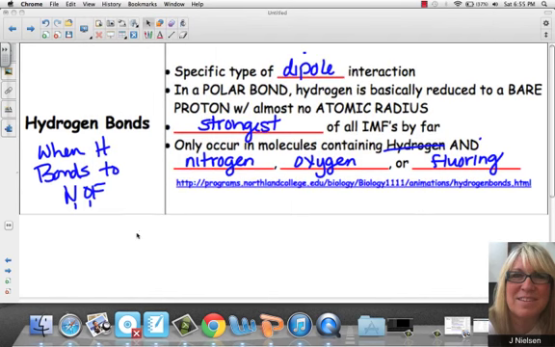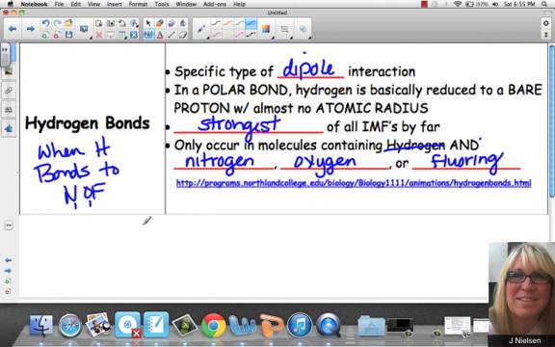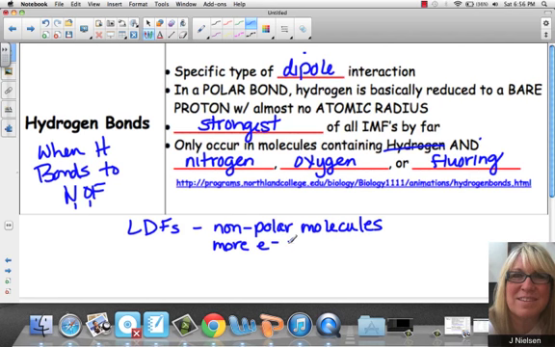Okay, so we have 3 types of forces. Well, remember, intermolecular forces occur between molecules. We have LDFs, which are London dispersion forces. These occur in nonpolar molecules. And temporary dipoles are created by the moving electrons. And what you need to remember is that the more electrons, the greater the LDF.